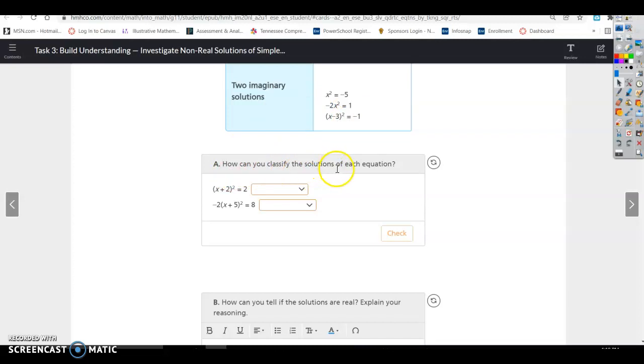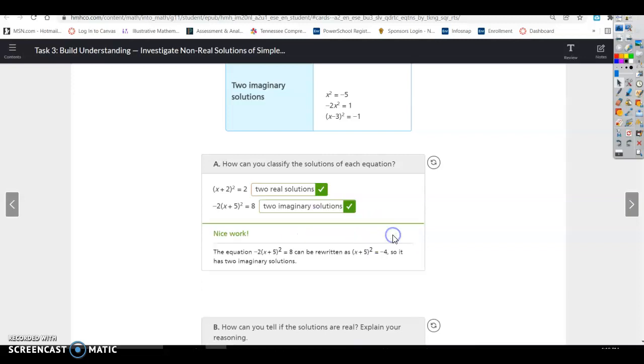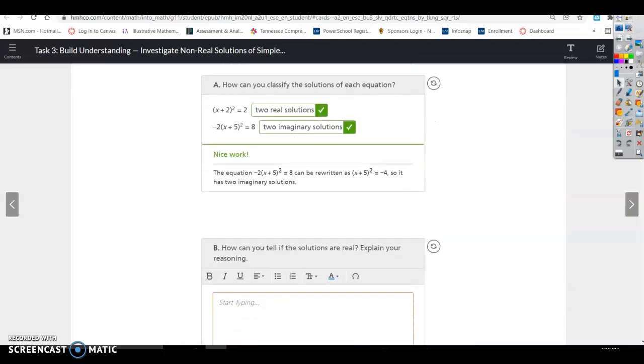How can you classify the solutions of each equation? All right, so this one equals +2. And since this is already isolated, that means you just have to take the square root. So since that's a +2, I'm going to have two real solutions. Before I take the square root, I have to divide by -2. 8 divided by -2 is -4. So then I have a squared term equals -4. When I have a negative number, it's going to produce two imaginary solutions. All right, and it kind of explains that here.